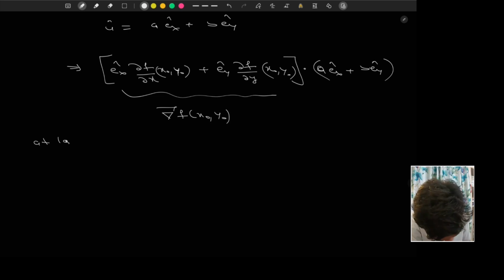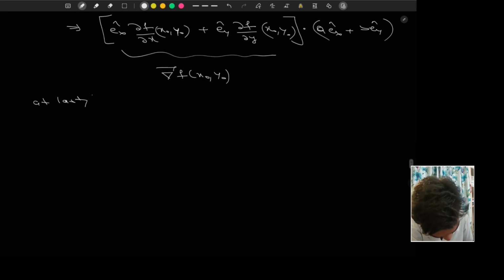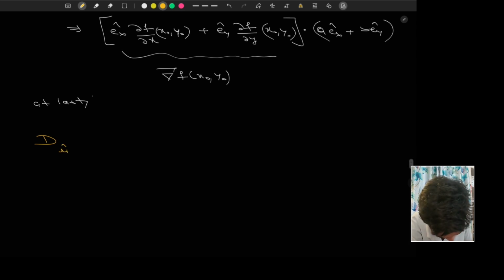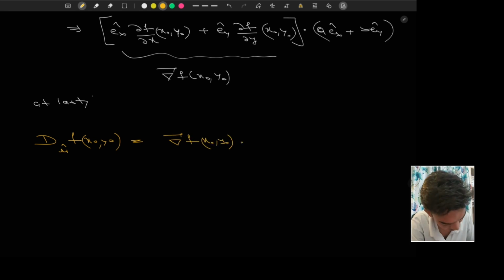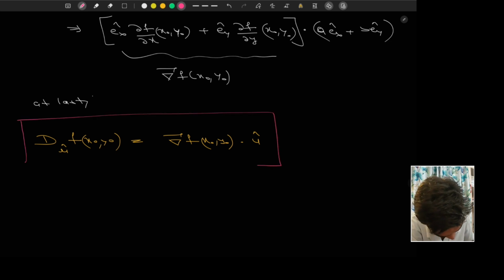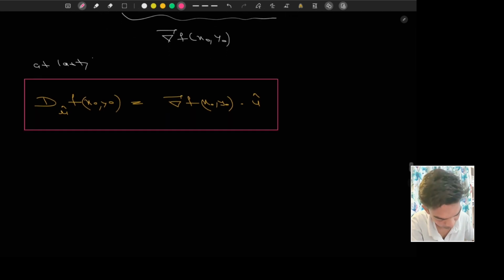So at last what I get is that my directional derivative in u direction, the derivative of a function f in u direction at a point x0 y0, is nothing but the gradient of the function at x0 y0 dotted with the unit vector, and this is a very important equation. Let me put that in the box. Very good.